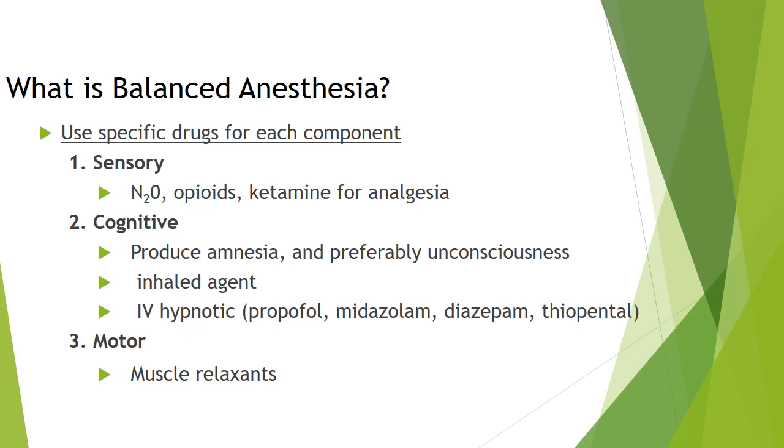Now, what is balanced anesthesia? Balanced anesthesia is to use specific drugs for each component. For the sensory component, anesthetists should use nitrous oxide, opioids, and ketamine to provide sufficient analgesia during surgery. And for the cognitive component, anesthetists should use agents which will produce amnesia and preferably unconsciousness.